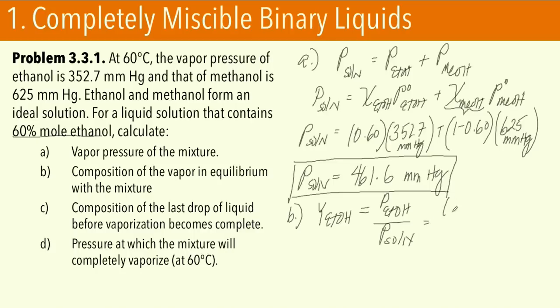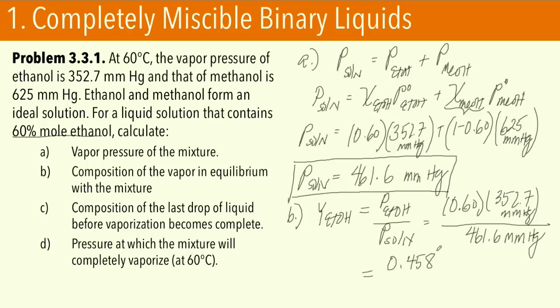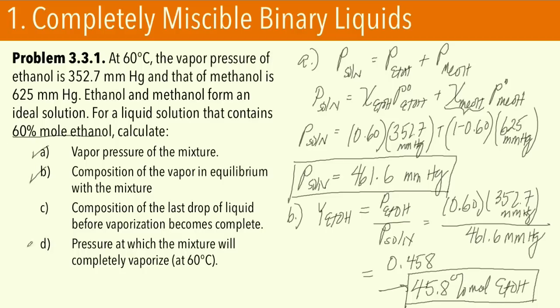So this is 0.6 times 352.7 millimeters mercury, the mole fraction of ethanol times its pure vapor pressure, over the vapor pressure of the solution, which we just solved for, 461.6 millimeters mercury. Solving for this gives us a value of 0.458 mole fraction of ethanol. If we want to put this in percentage, we can easily do that: 45.8 mole percent ethanol. So this is the composition of the vapor phase. Note that it is different from the composition of the liquid. Overall, we have A and B down, so now let's solve for C and D.